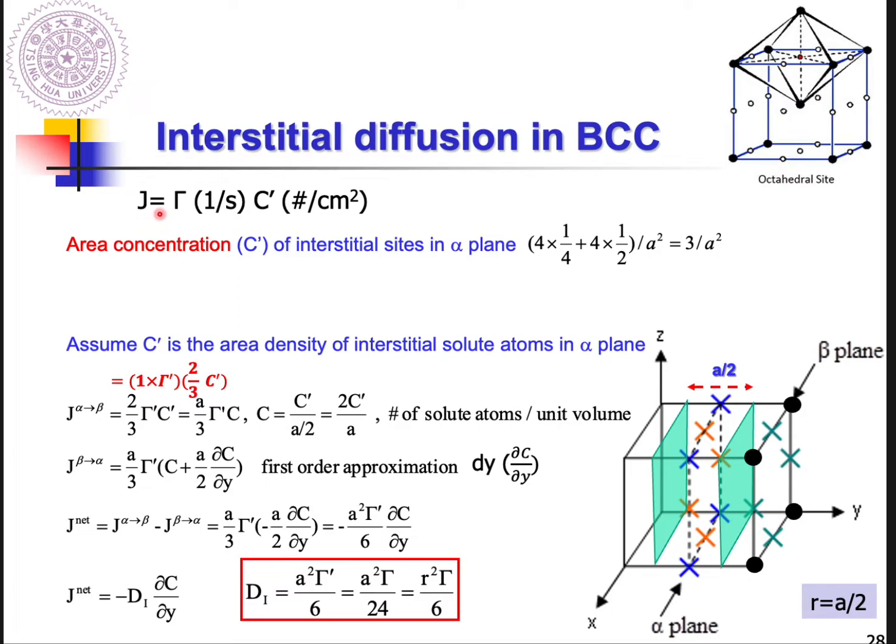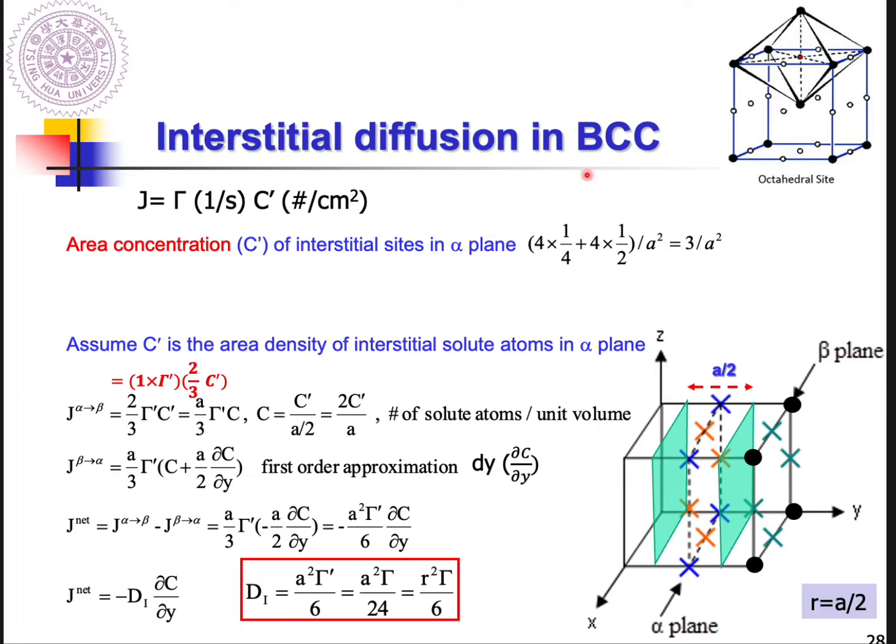The flux can be expressed as gamma, the total atomic jump rate, times the area density C prime. The area density is the number of atoms per unit area. So this is how we get the flux. As long as we find gamma and C prime, then you can formulate the flux, right? So this is the beginning, how we start this idea.